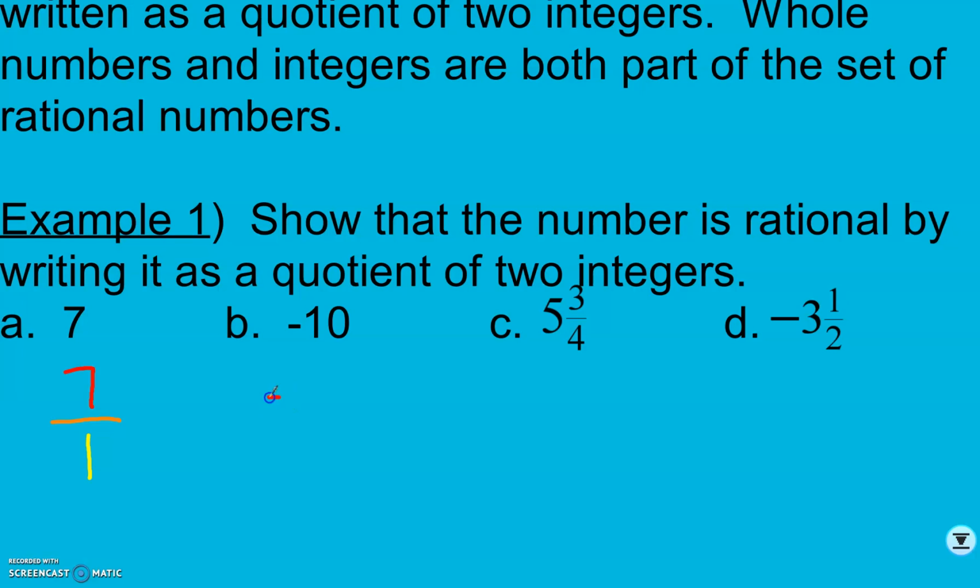It works the same with a negative number, so negative 10. We want to write it as the quotient of two integers, which means we're going to divide, and my denominator is just 1.